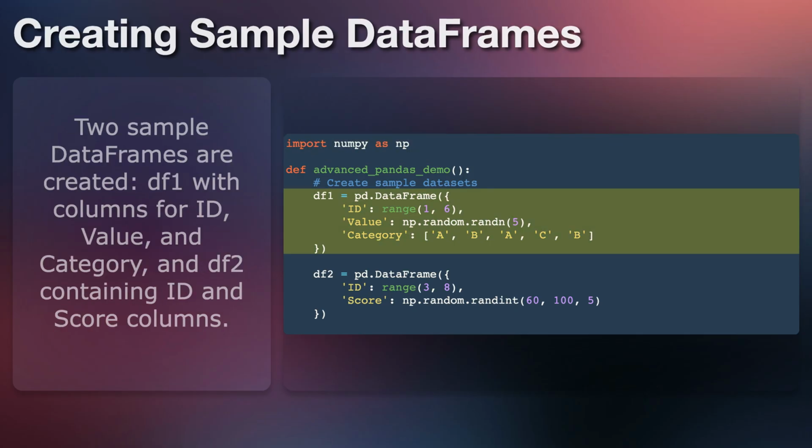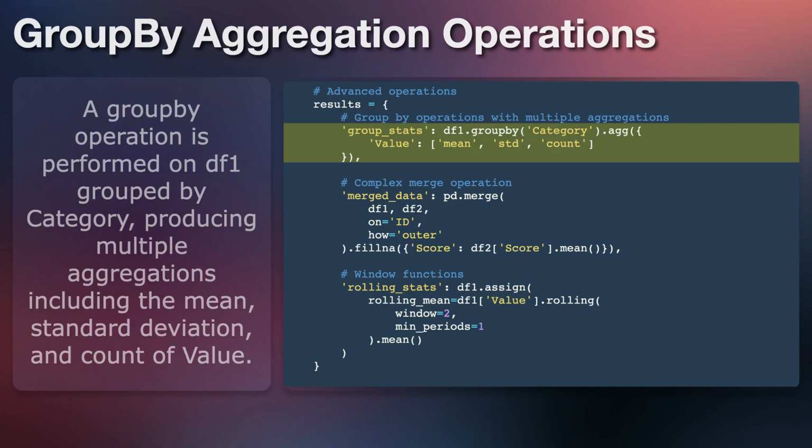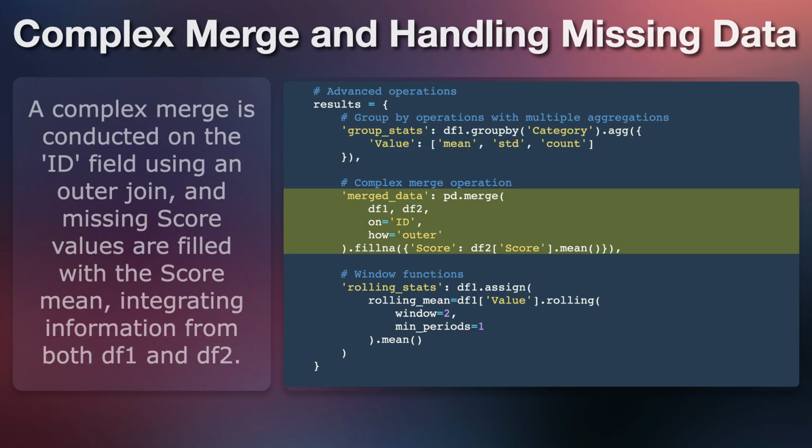Two sample data frames are created, df1 with columns for ID, value, and category, and df2 containing ID and score columns. df2 is independently created, overlapping with df1 on ID, laying the groundwork for advanced merge operations. A group by operation is performed on df1 grouped by category, producing multiple aggregations including the mean, standard deviation, and count of value. A complex merge is conducted on the ID field using an outer join, and missing score values are filled with the score mean, integrating information from both df1 and df2.